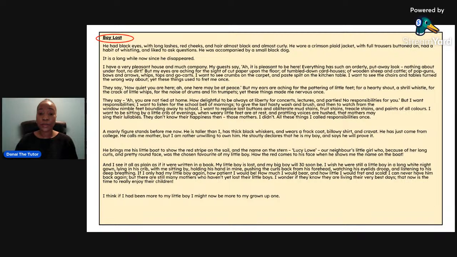I want to replace lost buttons and obliterate mud stains, fruit stains, treacle stains, and paints of all colours. I want to be sitting by a little crib of evenings when weary little feet are at rest and prattling voices are hushed that mothers may sing their lullabies. They don't know their happiness then, those mothers. I didn't. All these things are called responsibilities once.